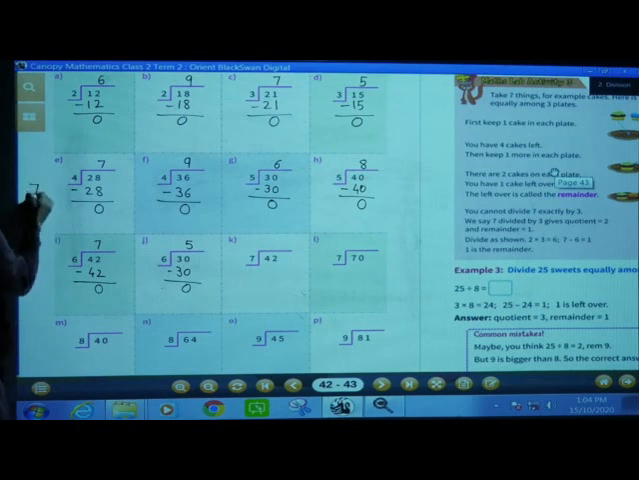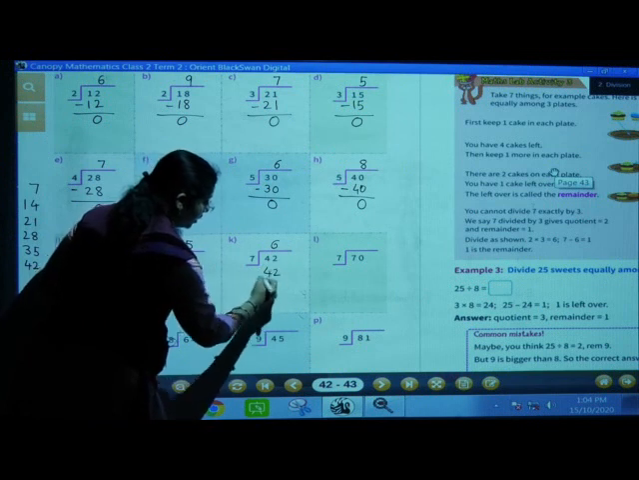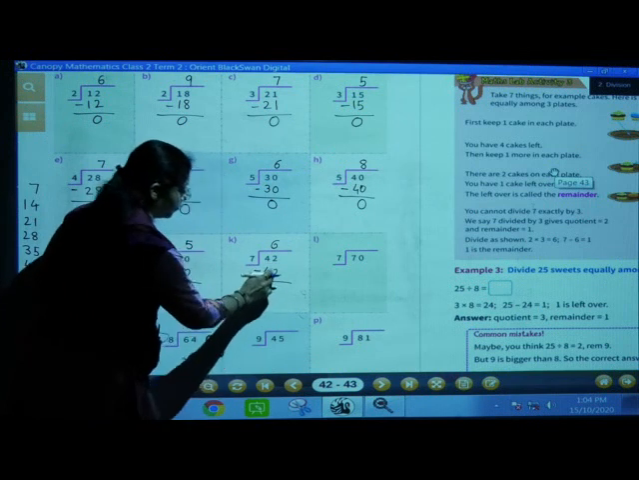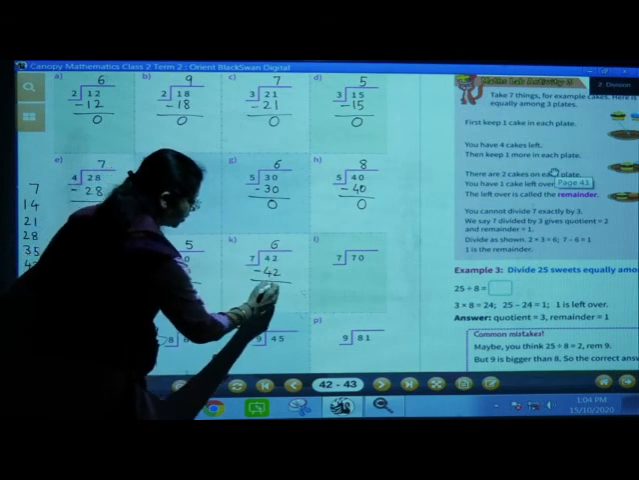7 ones are 7, 7 twos are 14, 7 threes are 21, 7 fours are 28, 7 fives are 35, 7 sixes are 42. So, 6 is the quotient. Write 42 here and subtract this 42 from this dividend, means 42 minus 42, 0.